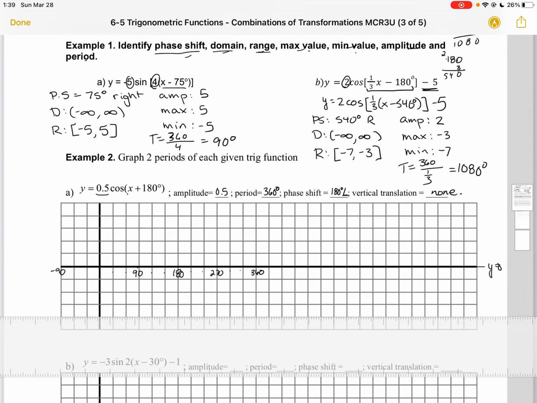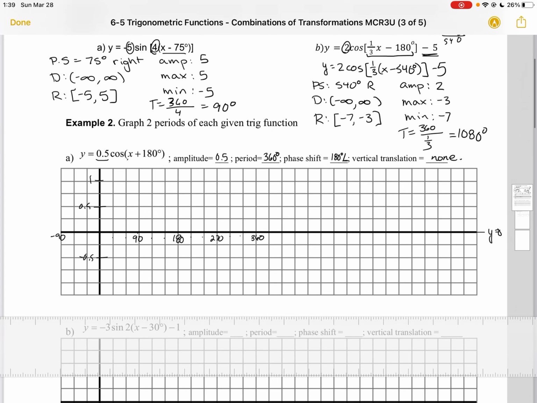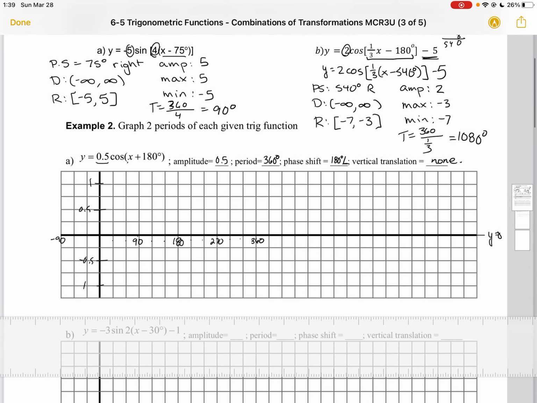I know that my amplitude is 1/2. So let's make this equal to 1 right here. So this is 0.5. I've got minus 0.5, and then I've got 1. Okay, so my amplitude is 0.5, and I know I've got a phase shift left 180 degrees. I'm going to cheat a little bit because I know in order to go left for cosine, I would have to go here and then here.